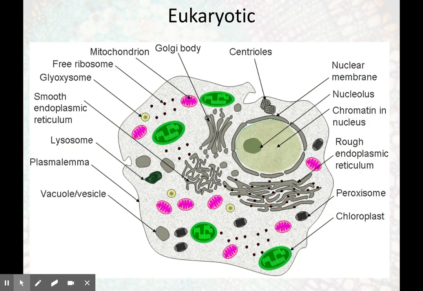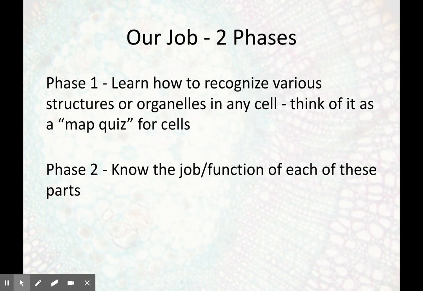Okay, so eukaryotic cells have all of these membrane-bound organelles. Our job is to be able to recognize them. And that means we have to do this in two parts. The first phase is just learning how to recognize the various structures or organelles in any cell. You can think of this as like a map quiz for cells.